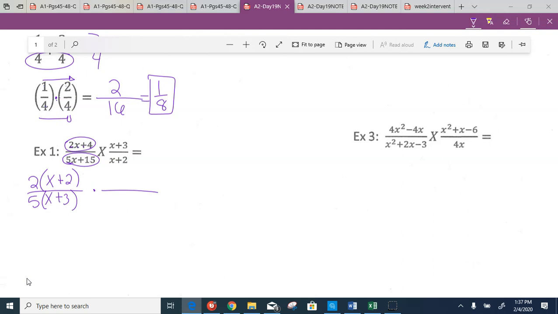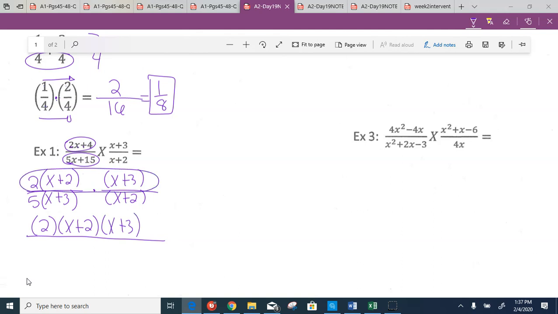On the right side, I just have x plus 3 on the top, and I have x plus 2 on the bottom. Now, if you want to make your life really complicated, you can FOIL all this out and get some really long equations. There's a reason why we did all the factoring previous to this assignment. So I'm going to bulk everything in the numerator that's being multiplied: the 2 times the x plus 2 times the x plus 3. All the stuff from the numerators, I just put together as one big multiplication problem.